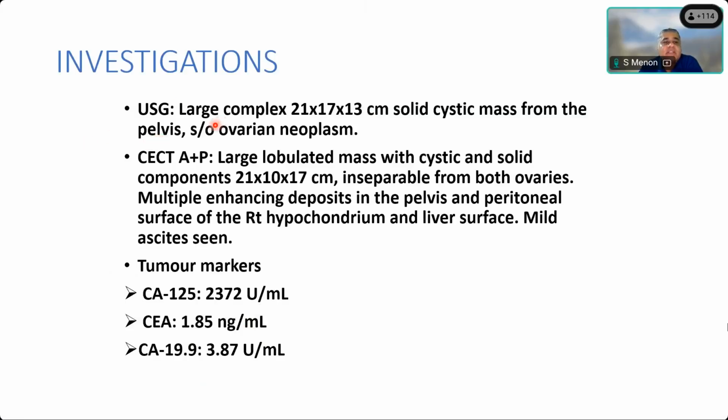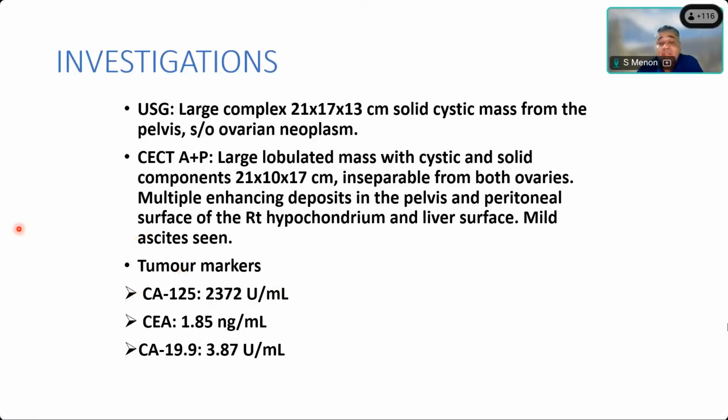So this patient had a large complex solid cystic mass and the tumor markers were elevated. Now I want to tell you that CA125 will be raised in epithelial ovarian tumors, but it may not be raised to this extent. Sometimes it may be only 100 or 120, it may be 80 or 85. So a raised CA125 is not equal to ovarian tumor.